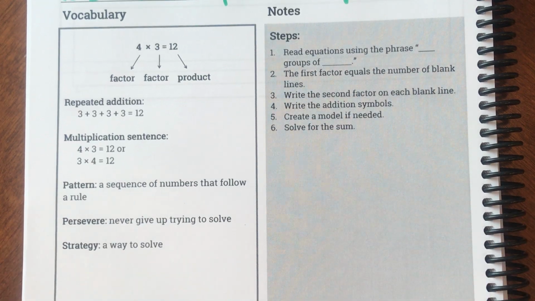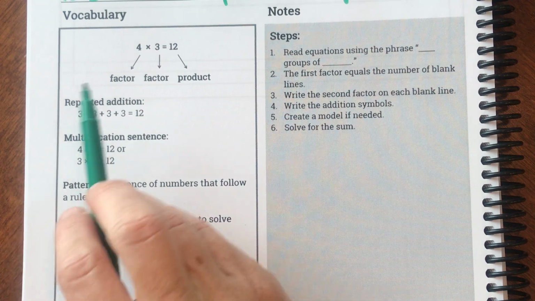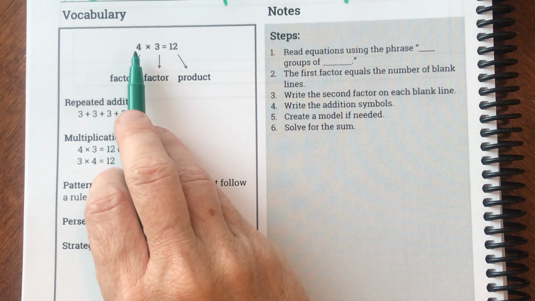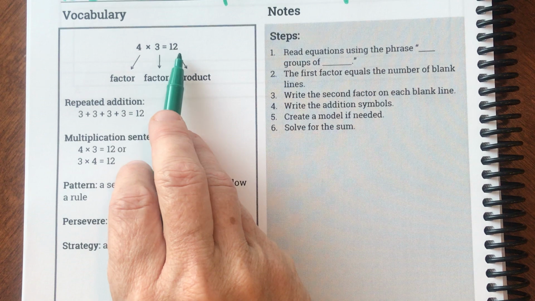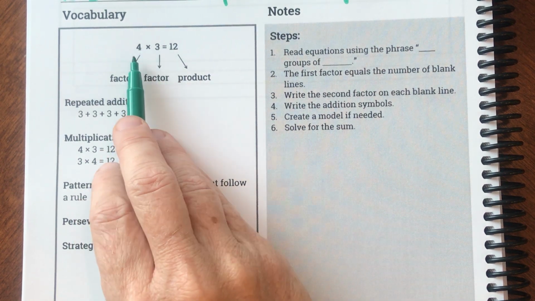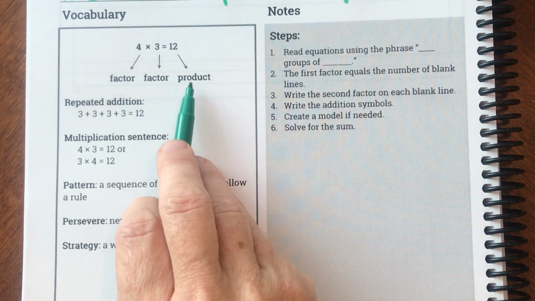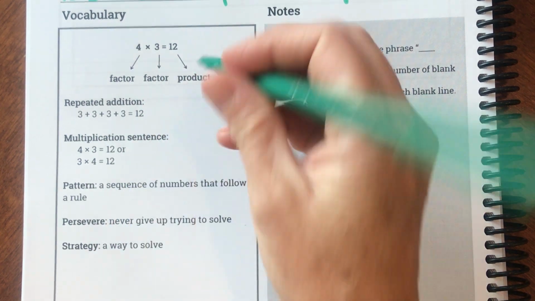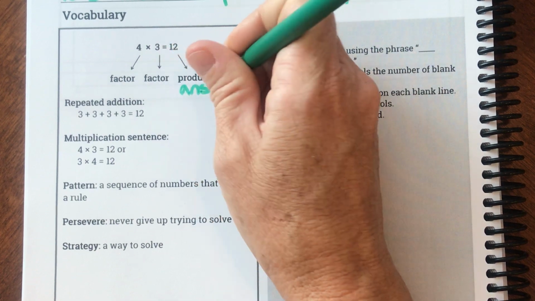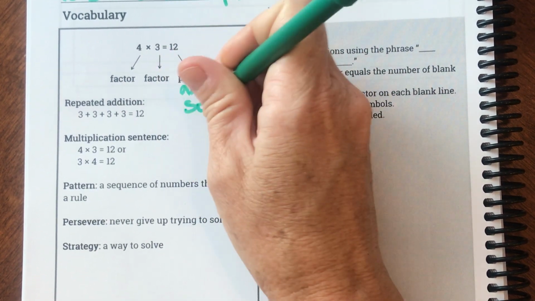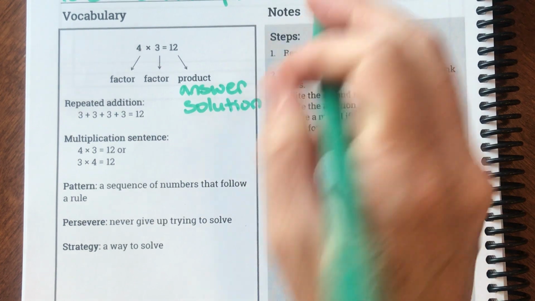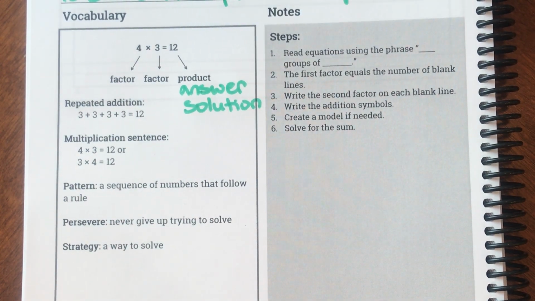Okay, our first vocabulary is they're just reminding us of some multiplication words. So here's an equation, 4 times 3 equals 12. The two numbers that are being multiplied are called factors. And the product is your answer. So the product is what we call our answer, or sometimes we call it our solution. But a product is just for multiplication. So it's just a multiplication answer or solution.